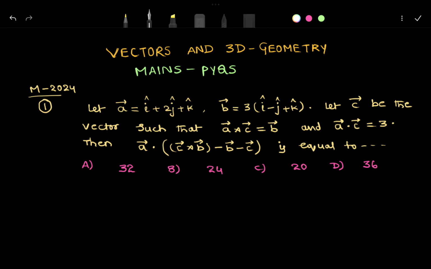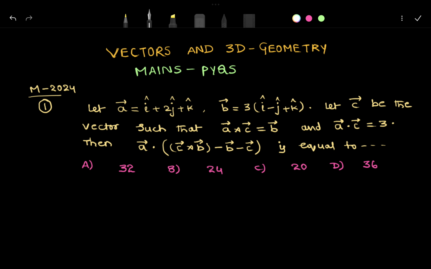In this video, we are going to discuss one of the important questions from vectors and 3D geometry, which is given in JEE Mains 2024. Let a bar be equal to i plus 2j plus k, and b bar be equal to 3 into (i minus j plus k).